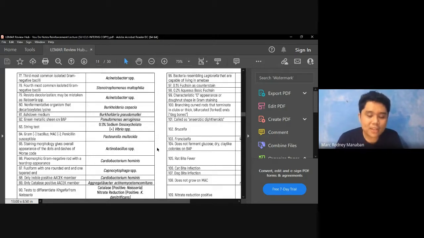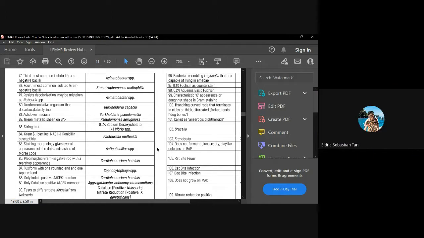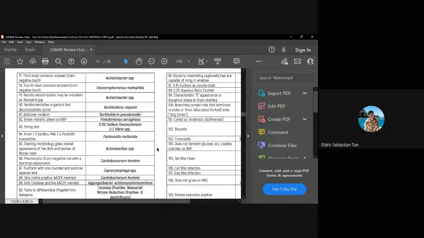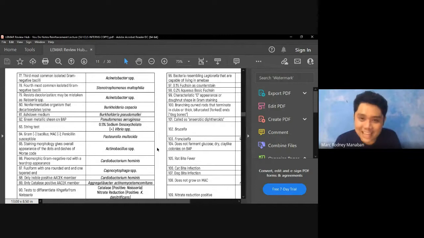Alright. Next, you have greenish metallic sheen on blood agar. That is your Pseudomonas aeruginosa. So, kinsa man tong greenish metallic sheen on EMB? You have? E. coli. Again, press the buzzer. Very good. And kinsa man tong fish eye colonies in your EMB? Enterobacter. Kinsa to? Enterobacter. Okay, very good. Very good. That is correct.